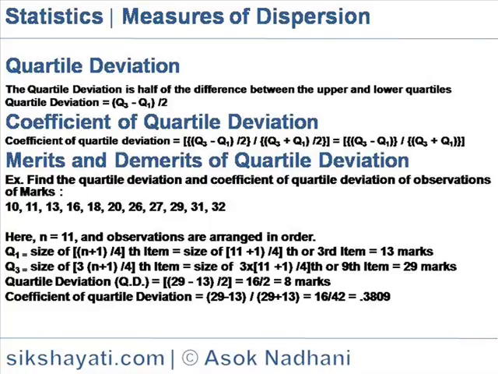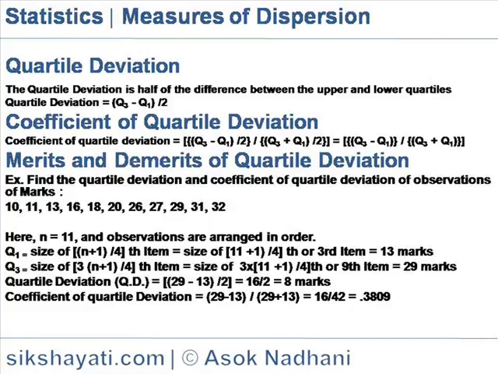So Q1, the size of the first quartile, is the size of the (n + 1)/4th term, which is the size of the (11 + 1)/4th term, or the 3rd term, equal to 13 marks. Q3 is the size of the 3(n + 1)/4th term, that is the size of the 3 × (11 + 1)/4th term, or the 9th term, equal to 29 marks.